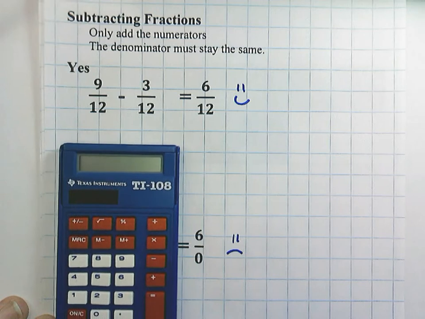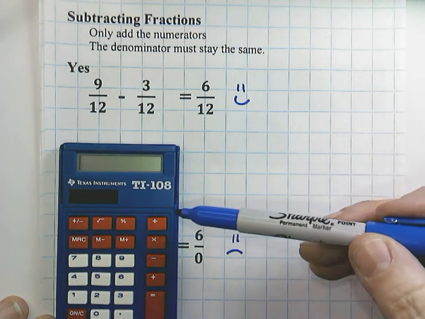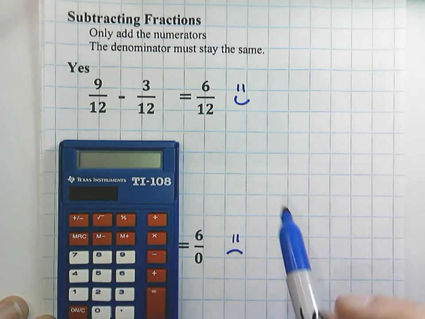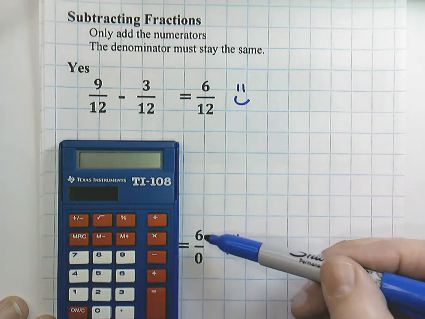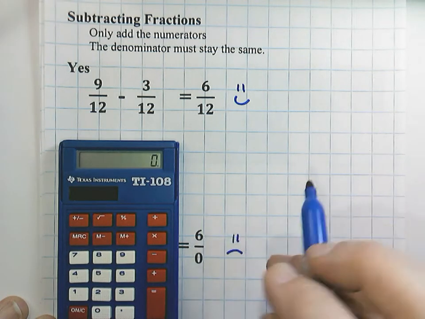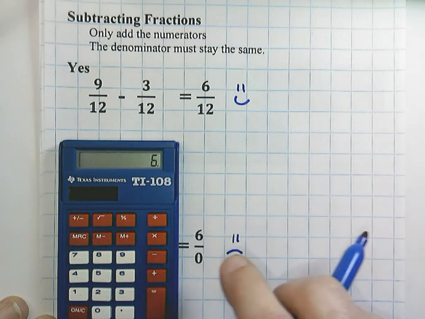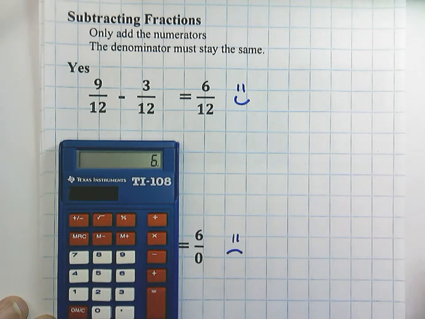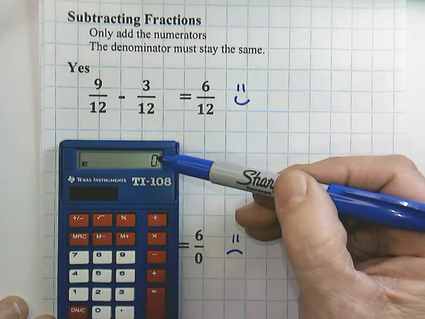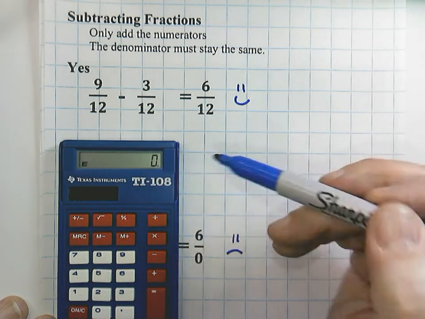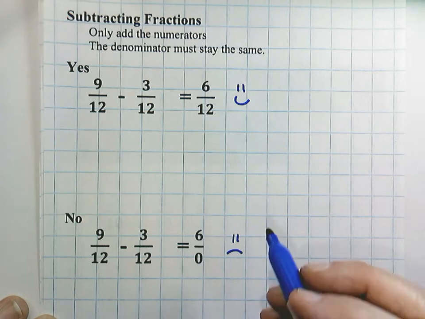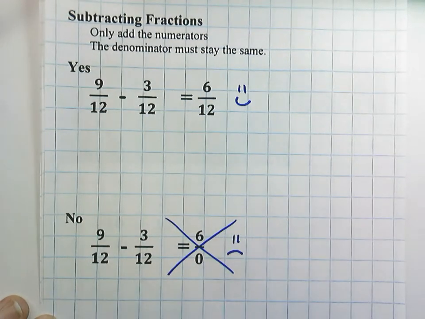We said in an earlier lesson that a fraction is a division statement. So we could say that 6 divided by our 0, in this case on the bottom, and guess what that's going to equal? A big fat 0. So that would be nothing. So we definitely do not subtract the bottom.